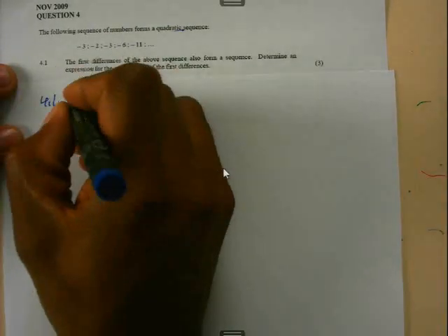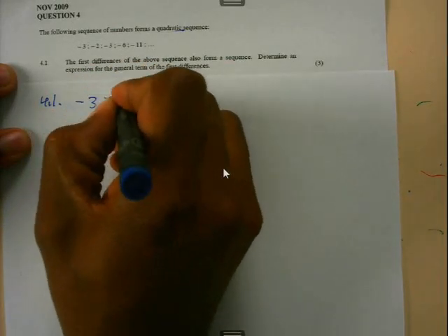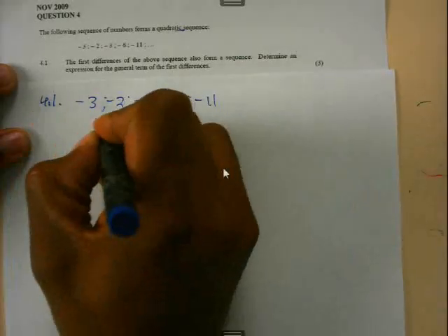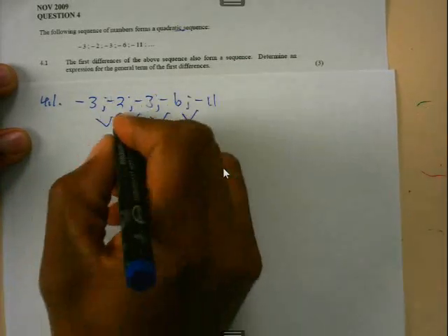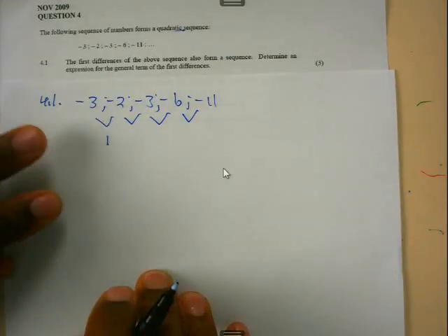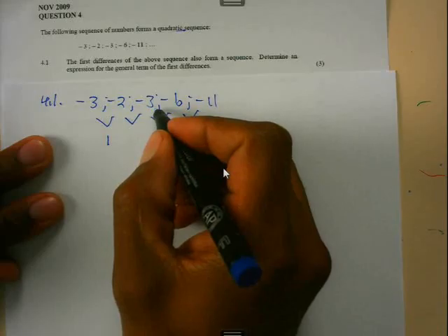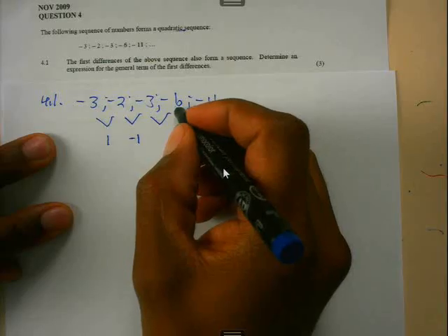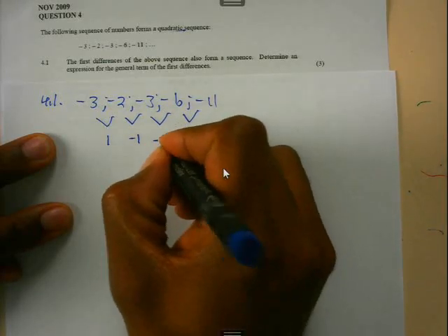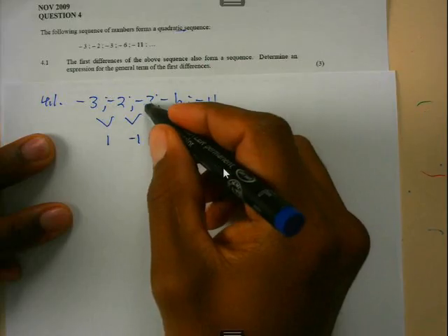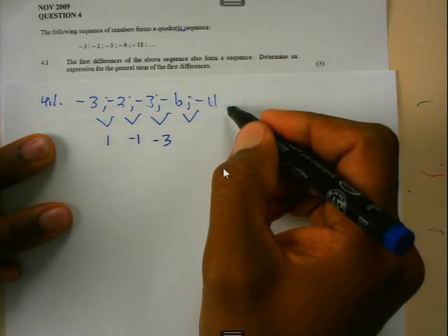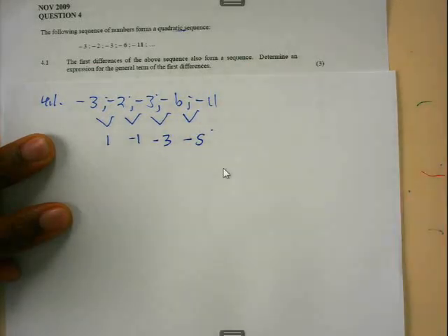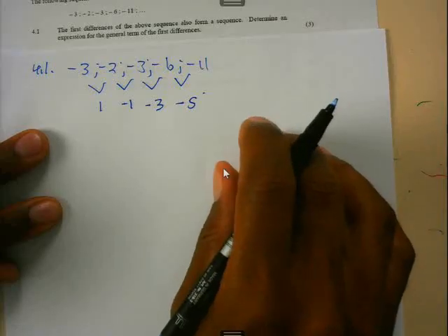Of course, we have the pattern, the sequence 1, -2, -3, -6, -11, right? Let us see if we can get the first difference. -2 minus 1 will be -3, then -3 minus -2 will be -1. Yes, it will be -1. Then -6 minus -3 will be -3, and -11 minus -6 will be -5, right? Of course, boys and girls, this is our first difference.